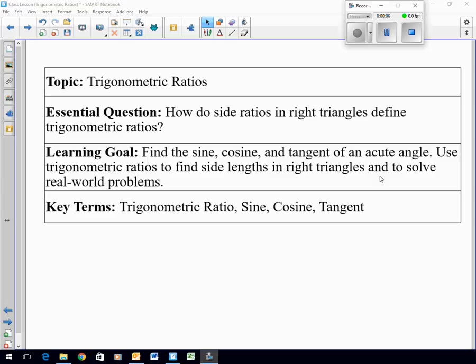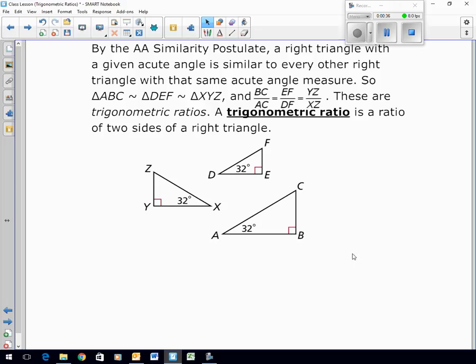Today we've got trig ratios, trigonometric ratios: how to use side ratios in right triangles to find trigonometric ratios. We're going to find the sine, cosine, and tangent of an acute angle, use trigonometric ratios to find side lengths in right triangles, and solve real-world problems. Our key terms are trigonometric ratios, sine, cosine, and tangent. If you didn't get this down, I'll give you a chance to here after class. All right, first up.